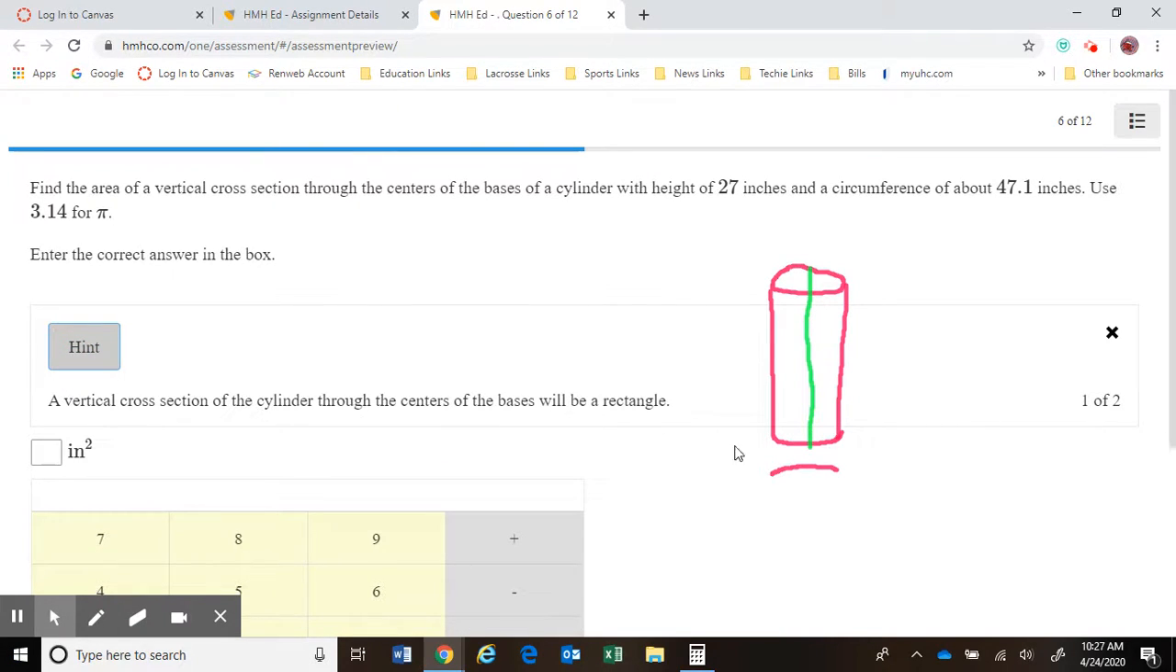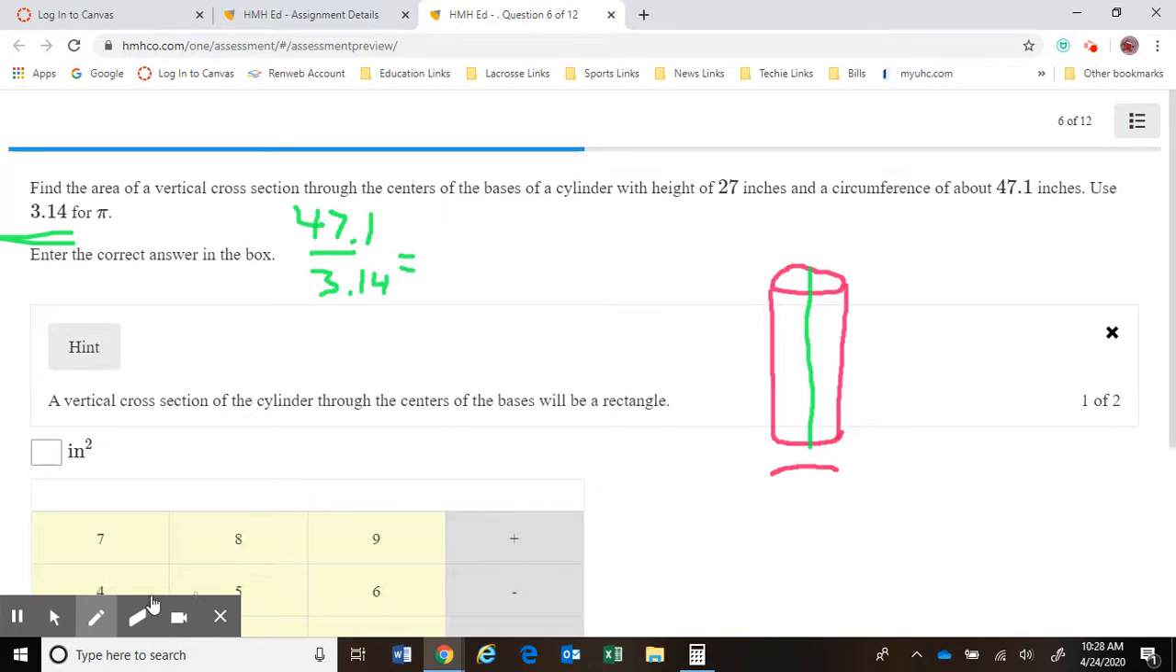Rectangle is your shape. So what's my height, and what is my width? Well, I know I have a circumference and I have a height. My height's 27, but I've got a circumference, and I've got to do something about that to get the width. Whenever you see that circumference, you've got to find the diameter to get the width. So I need to take that 47.1 and divide by 3.14.